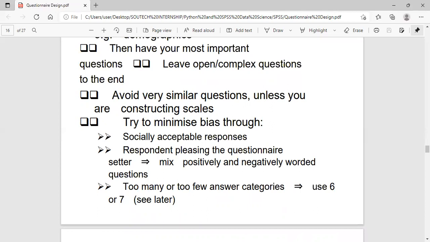Next, respondents pleasing the questionnaire setter. Mix positively and negatively worded questionnaires. Too many or too few answer categories. Like it's too much, like you have too many options in a place. People don't like that. It's not good.